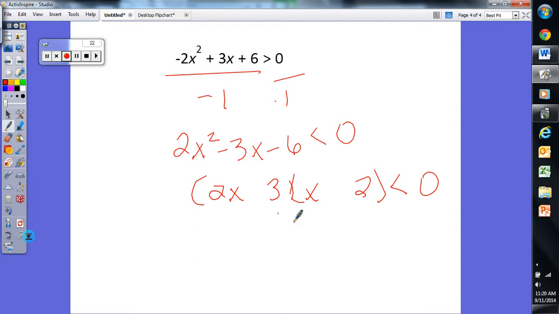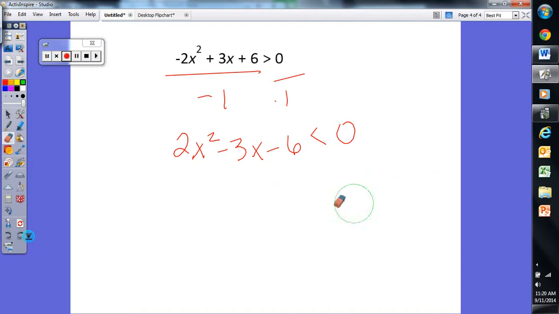Which gives me 4 and 3, which isn't going to give me a 3. 6 and 1. Nope, that's not going to work. Maybe this isn't factorable. Is it possible that this isn't factorable? I would never do that to you. But let's try the quadratic formula.